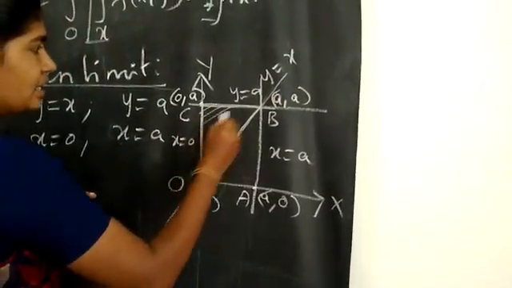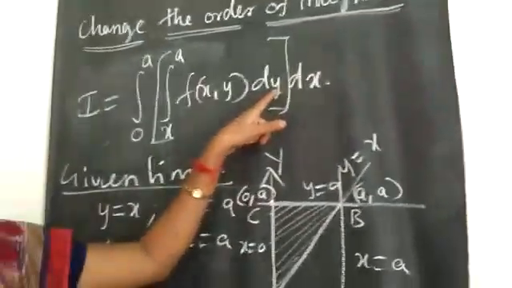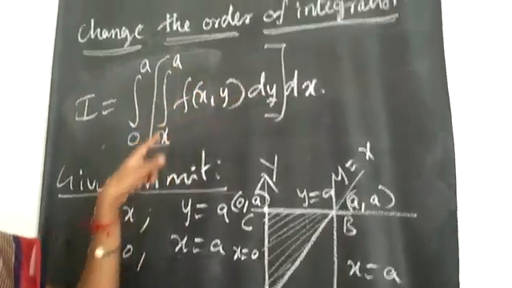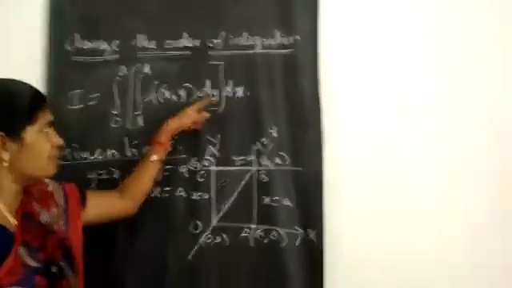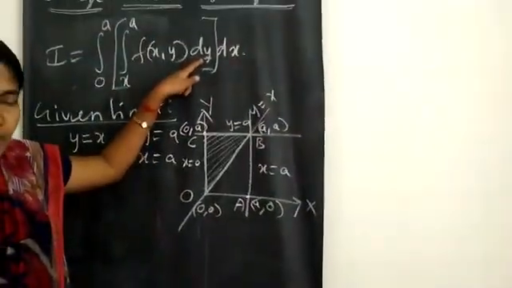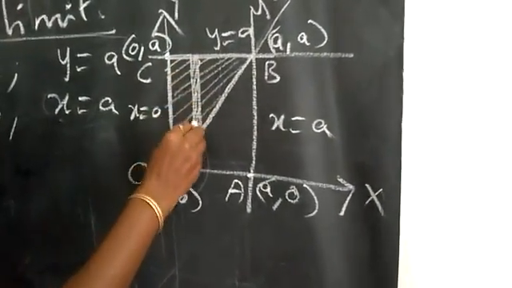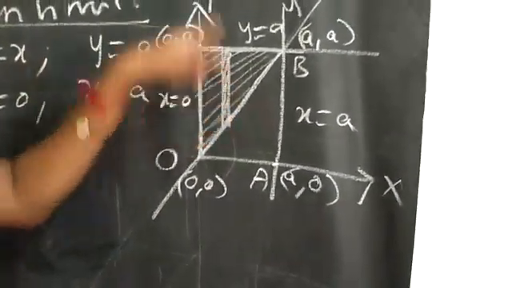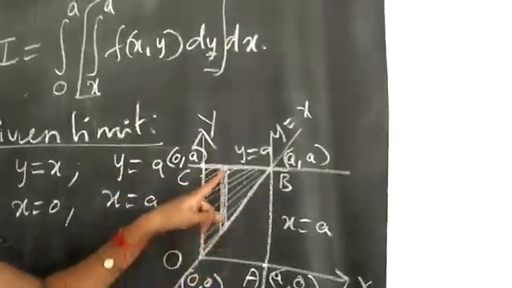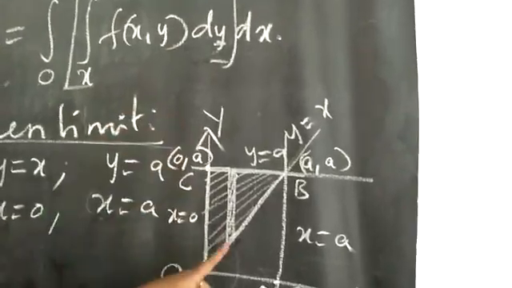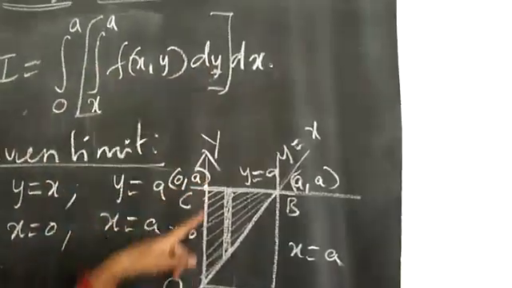Since the given y limit is a variable limit, we need to draw the strip parallel to the variable limit. Here, which limit is the variable limit? The y limit is the variable limit. So we need to draw the strip parallel to the y axis. This strip shows which limit is the variable limit in this diagram. So this strip shows that the y limit is a variable limit.